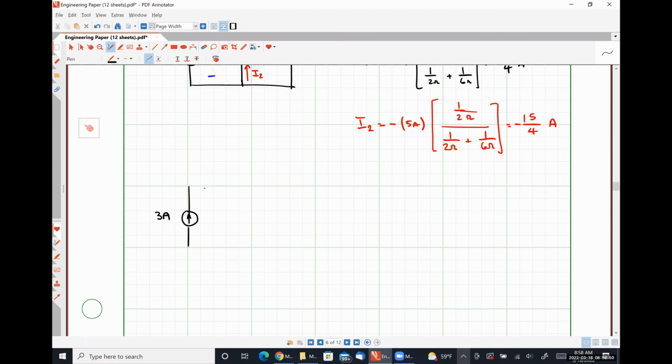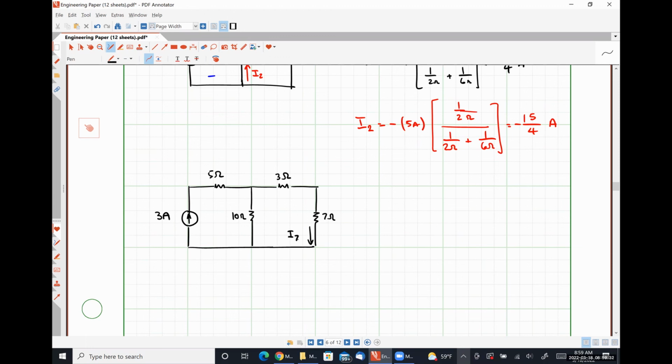Let's say that we have a 3 amp source, a five ohm resistor, a 10 ohm resistor, a 3 ohm resistor, and a 7 ohm resistor like so. And I want to know this current I7.